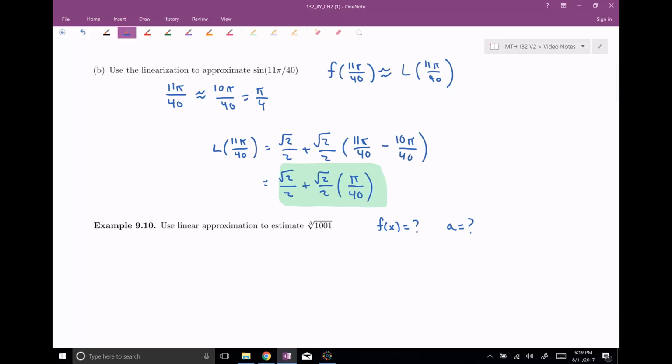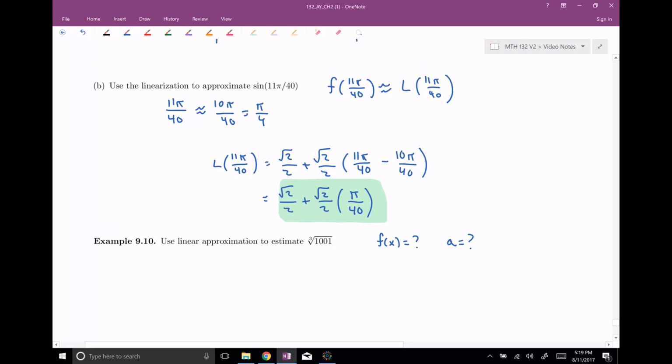And so the claim is this is actually pretty similar to if we had just been given b up here, right? So use linearization to approximate sine of 11 pi over 40. We can see here that our function was sine, so that's the function in question. And 11 pi over 40, well, this is close to some sine value that we actually know, right? We know the sine of pi over 4. So this is a value that's close to this x value.